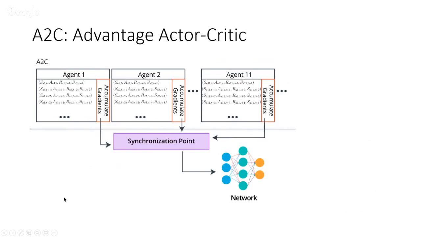So that's the advantage over A3C. In this method, you can use a CPU because not much parallel updating is taking place, whereas in A3C you need a GPU. So in A3C you need a GPU. For A2C you can use a CPU.